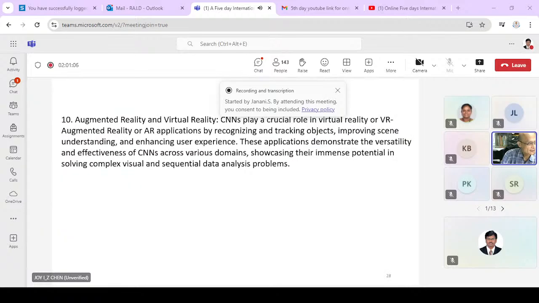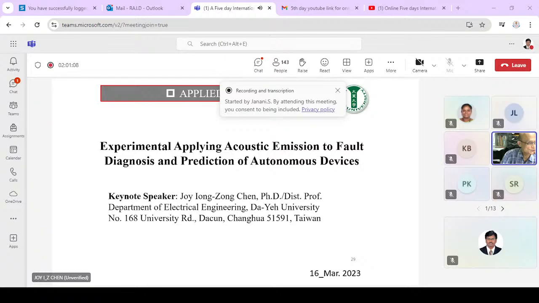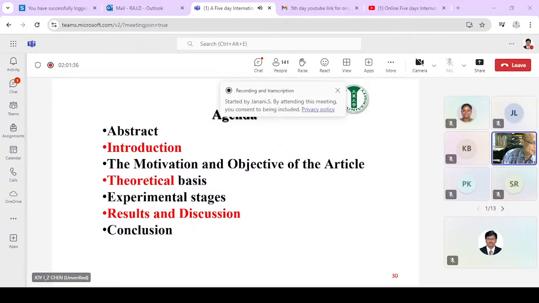Okay, next, I will show everybody a project developed in my laboratory. The name of the project, we call it "Experimental applying acoustic emission to fault diagnosis and prediction of autonomous devices." In this project, I will give some introductions, the motivation and the objective of the article, and also introduce some of the theoretical basis and the experimental stages. And finally, I will present some of the results and discussion about this project.